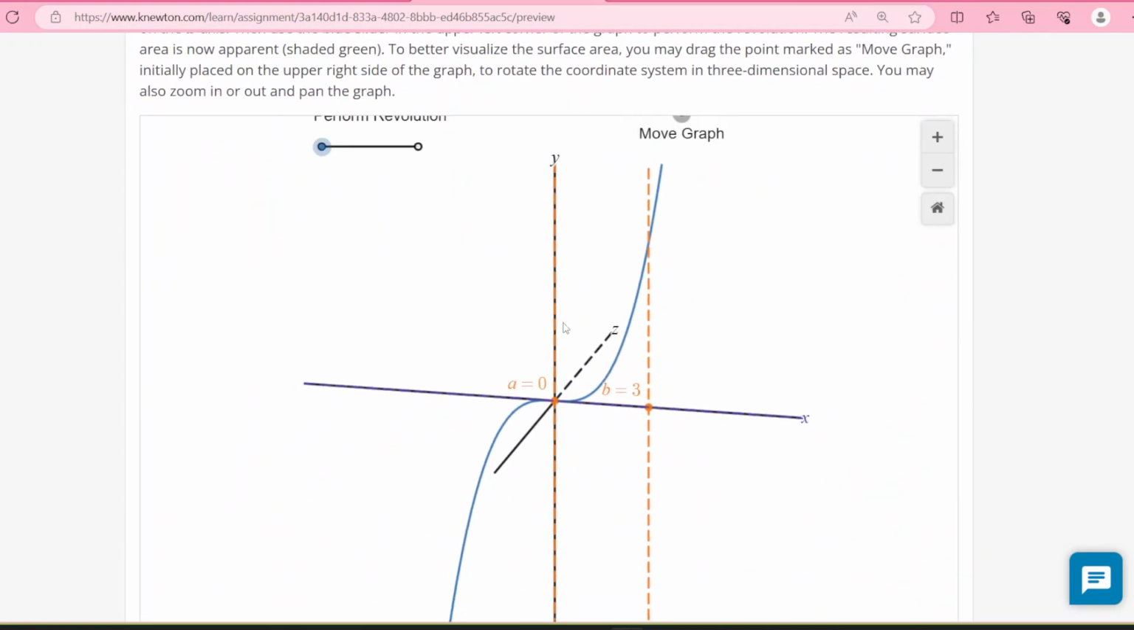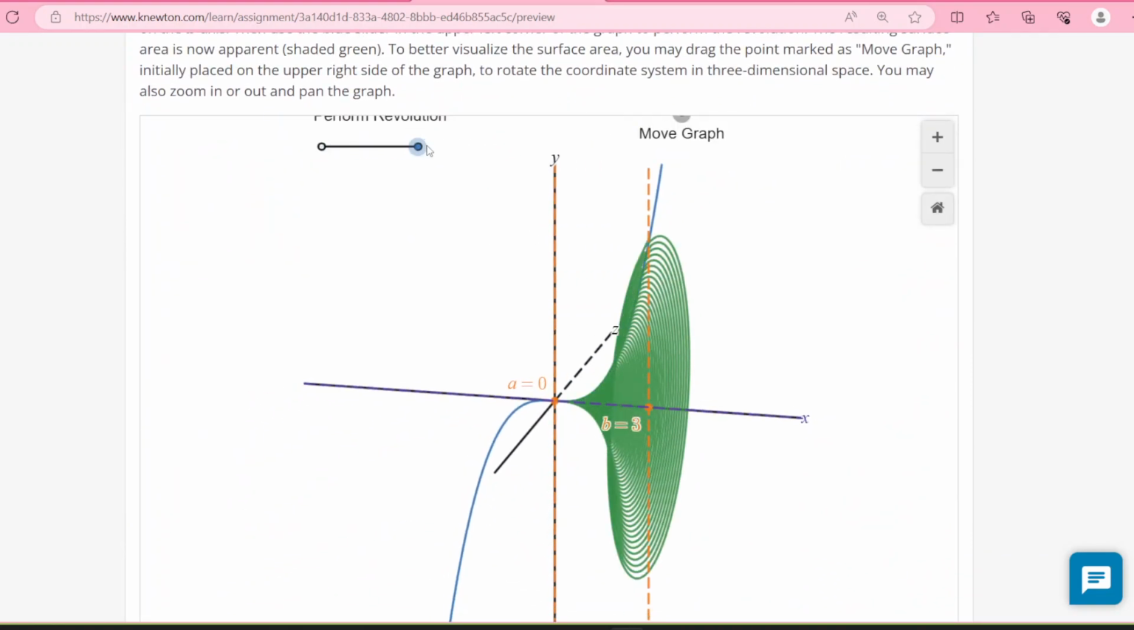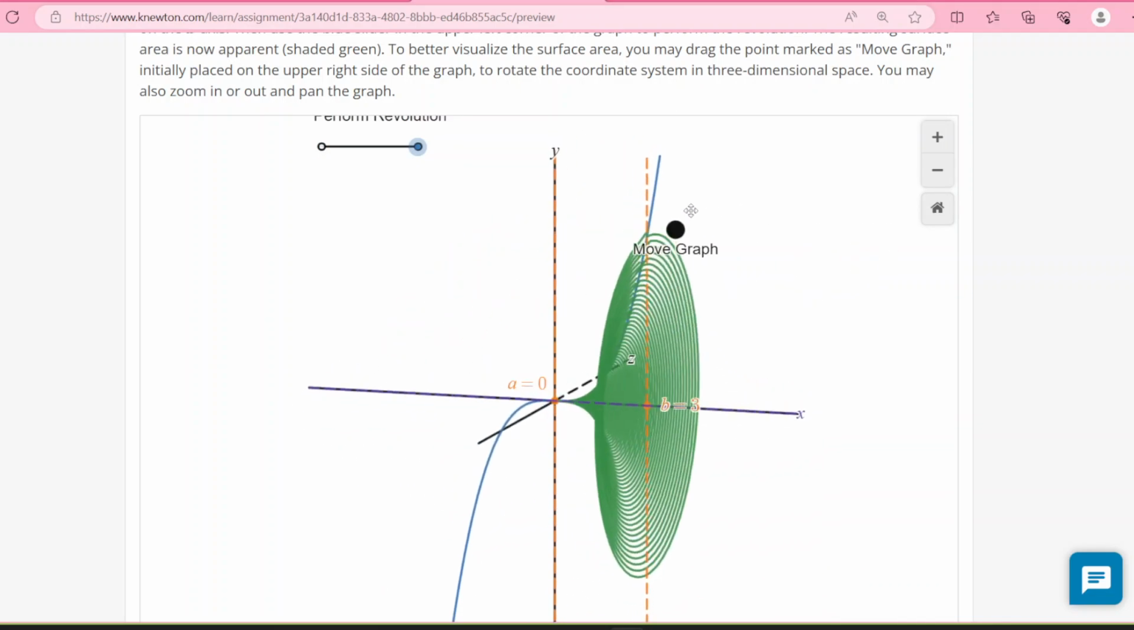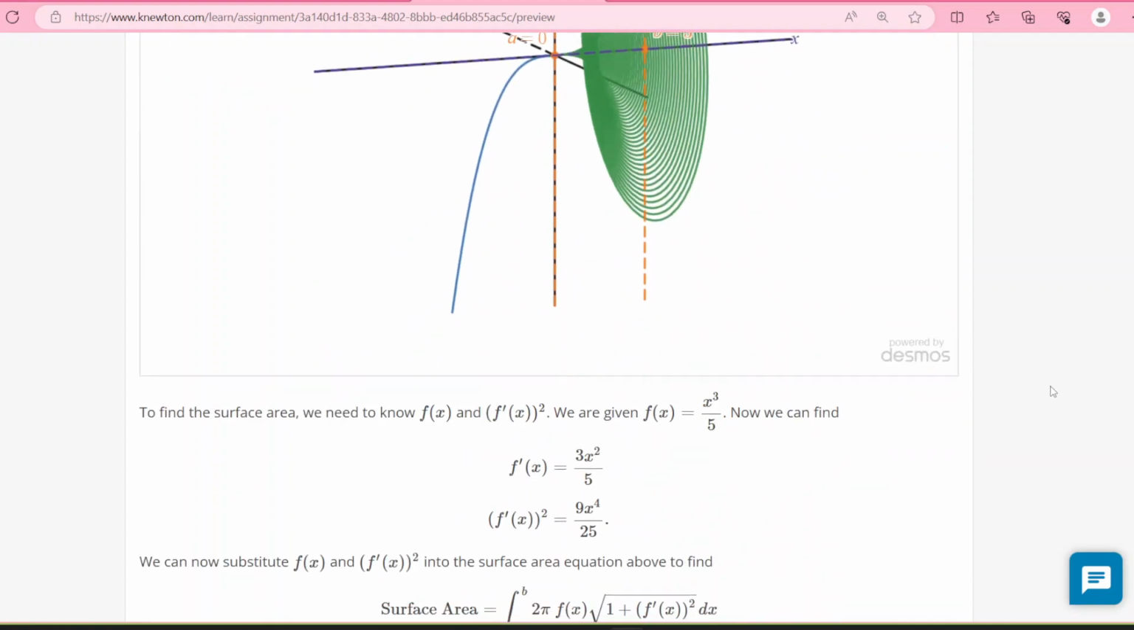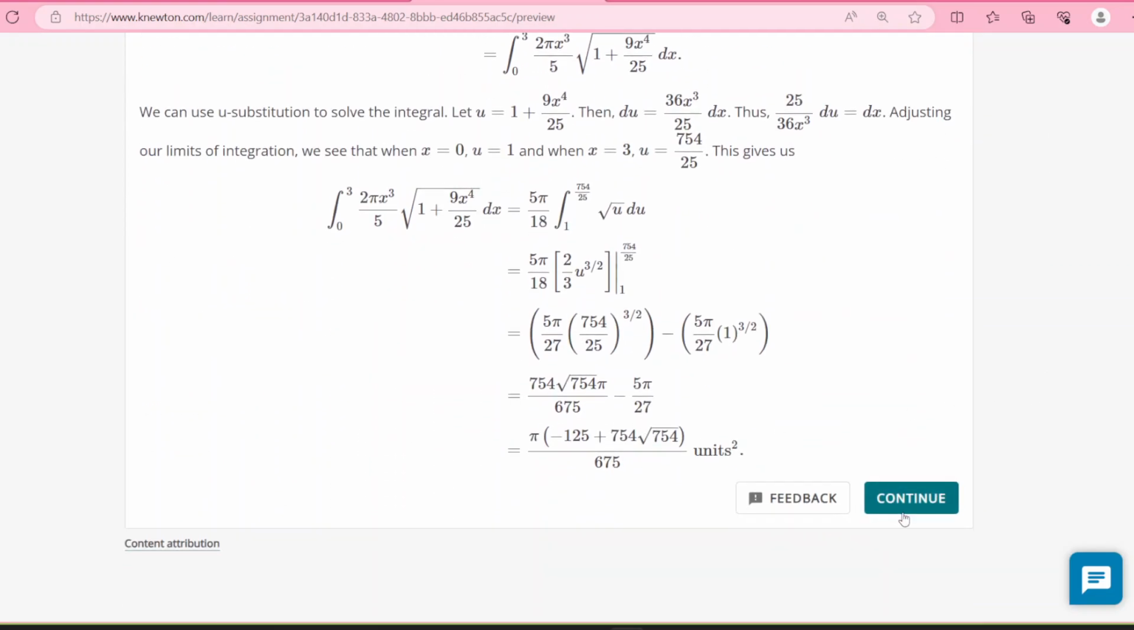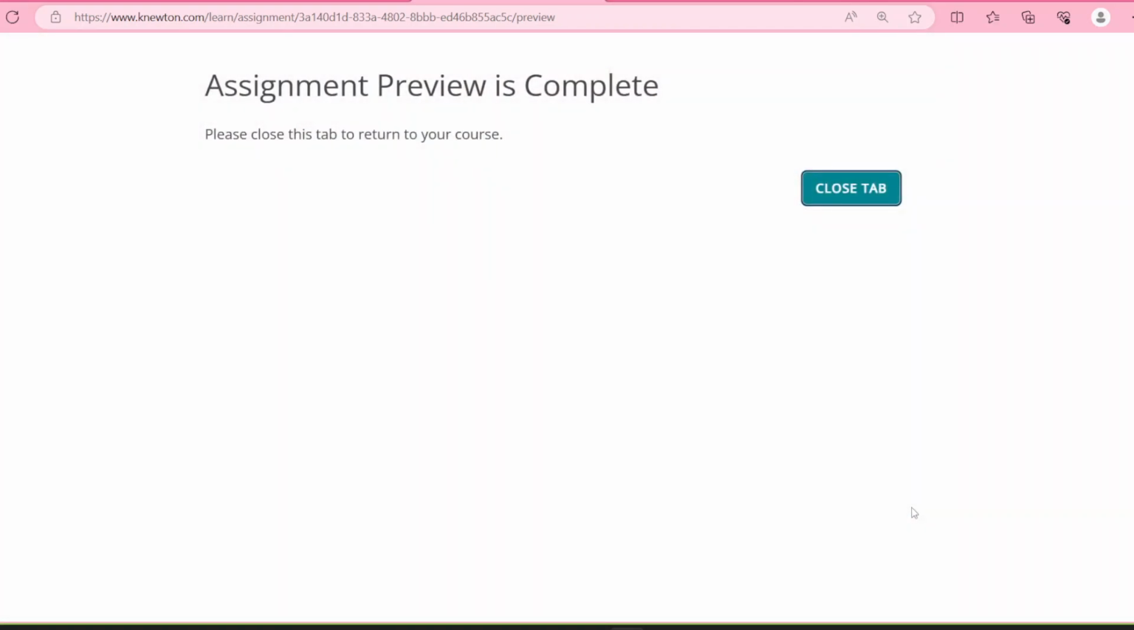And there's your curve. Rotate it around the x-axis. You create this tornado shaped thing, which you can look at by moving the graph around. And the surface area of that is this value here that we just found. All right, great. So that's it.